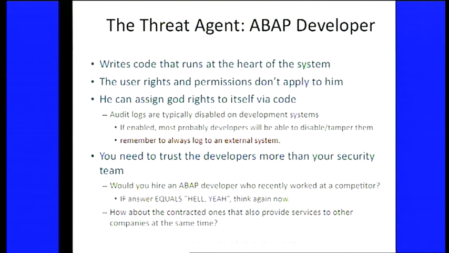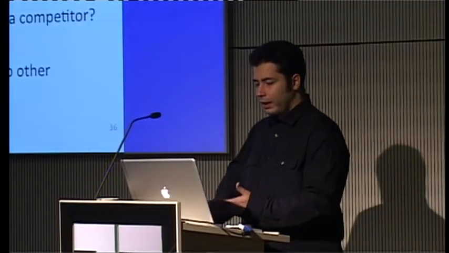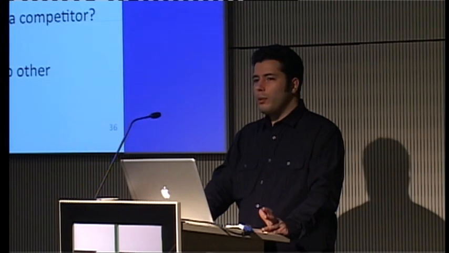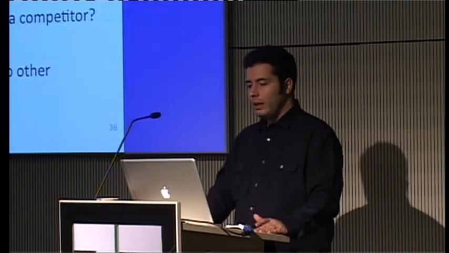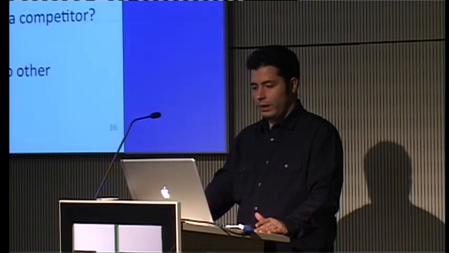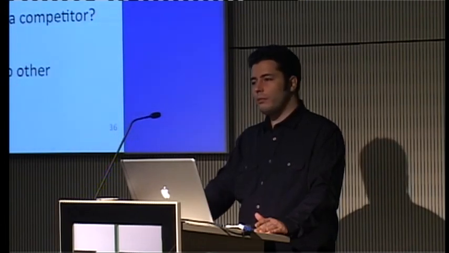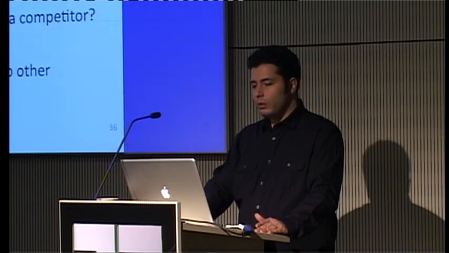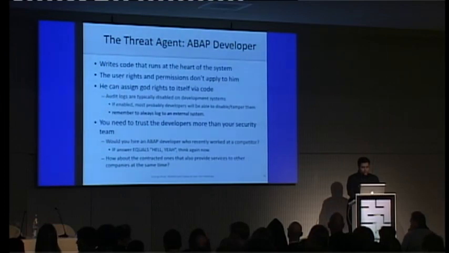When we look at the threat agents, from whom we should fear. First, this is the ABAP developer, because ABAP developers are at ring 0, ring -1, -10, whatever you call it. It runs at the heart, and user rights don't apply to this person because he can just add himself authorizations as he likes in the database. He has the rights to do that. And since this is a development or testing system, usually people give SAP_ALL rights to those developers. And audit logs are typically disabled on those systems because people say, hey, this is just a testing system, it's not important at all.